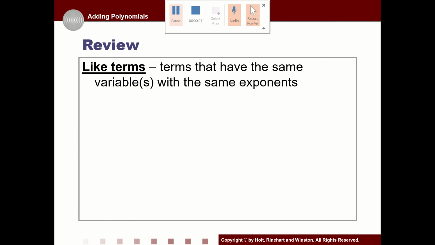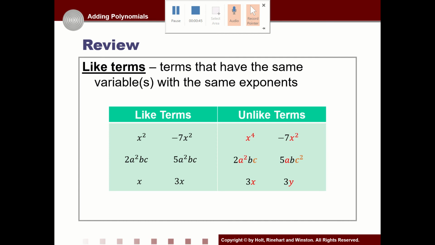Like terms are terms that have the same variable or variables, if there's more than one, with the same exponents. So you did learn this in pre-algebra. We talked about it earlier this year, but I want to discuss this before we move forward to make sure that everybody understands like terms. So in this chart, you can see examples of things that would be like terms and examples of things that would be unlike terms.